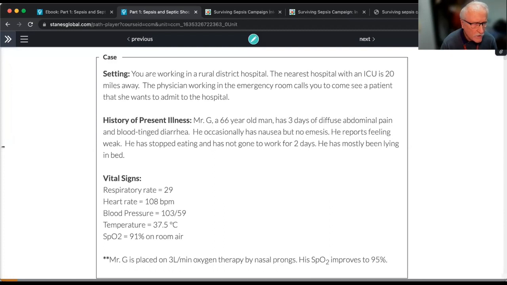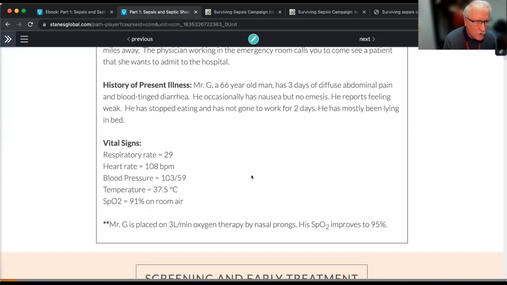The vital signs on presentation include a respiratory rate of 29, heart rate of 108, blood pressure of 103/59, temperature 37.5, and he has a saturation on room air of 91%. And the initial response is that Mr. G is placed on 3 liters of oxygen therapy by nasal prongs, and his pulse oximetry readings improved to 95%.